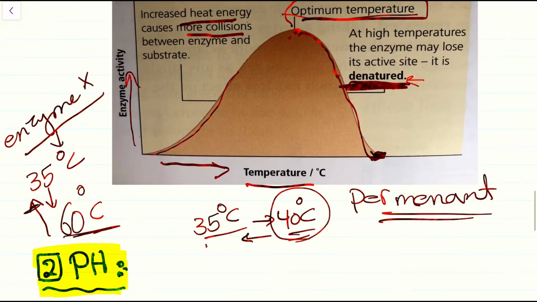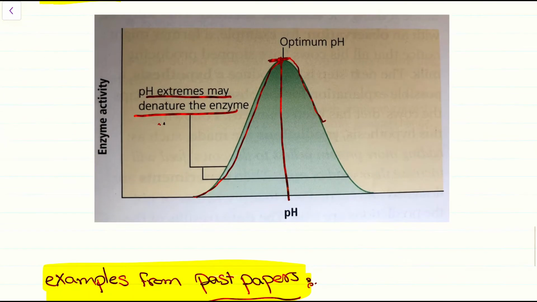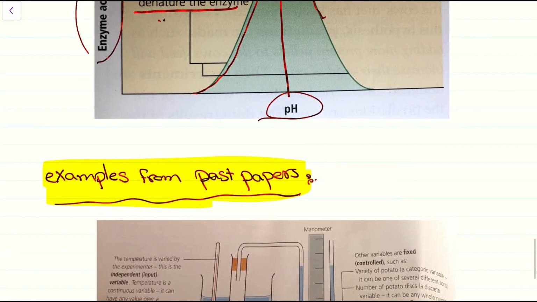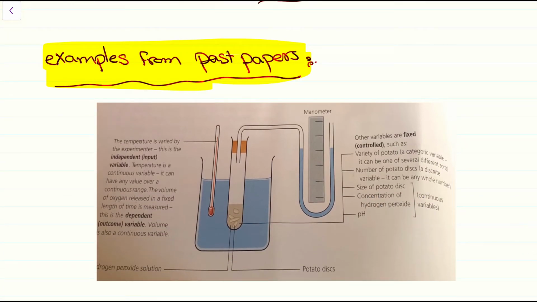By the way, you have to know that in case of drawing the graph, you have to label the two axes, because it's very important. Without labeling the axes, the marks will be cut. In case of examples, I'll give you an example from past paper to be clear for drawing the graphs of the temperature or pH, whatever. So I have here an example.